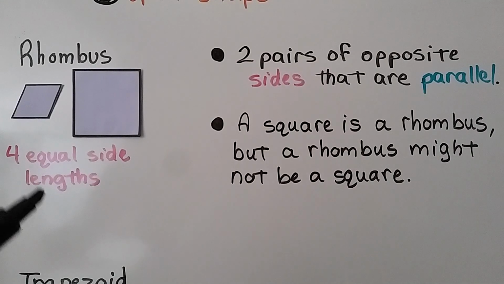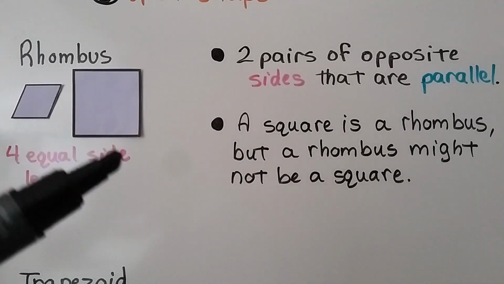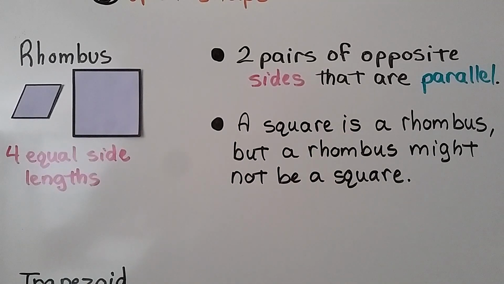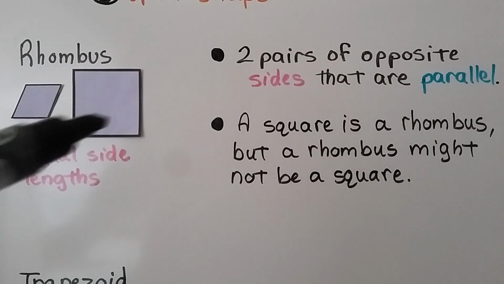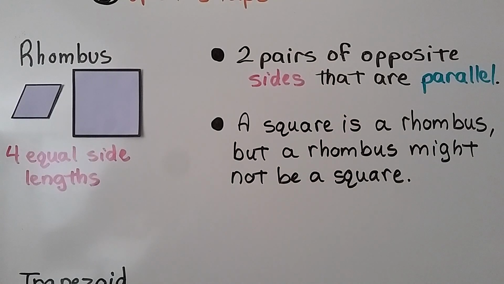A rhombus has 4 equal side lengths. These sides are equal, so this is a rhombus, and these sides are equal, so this is a rhombus. It's got 2 pairs of opposite sides that are parallel. These are parallel, these are parallel. And in a square, these are parallel and these are parallel. So a square is a rhombus, but a rhombus might not be a square. A square needs 4 right angles, doesn't it?